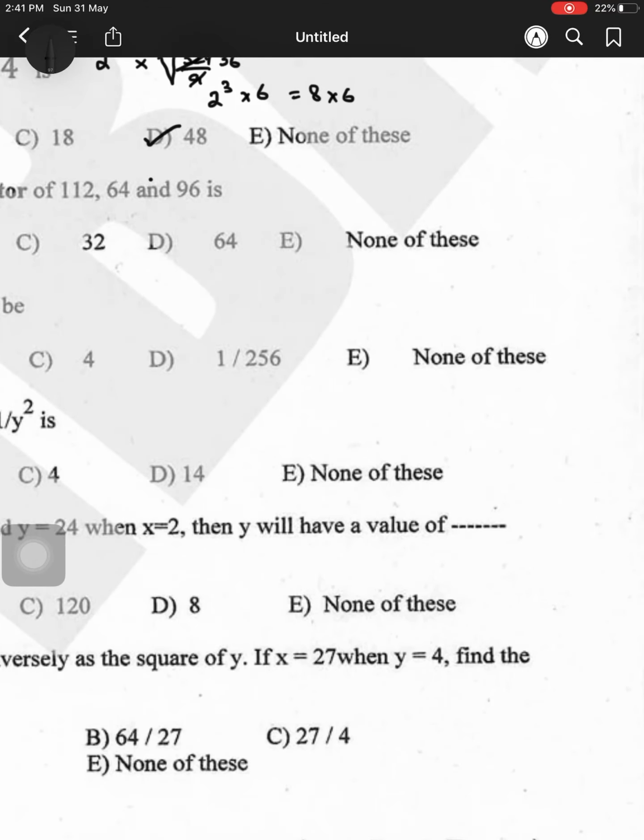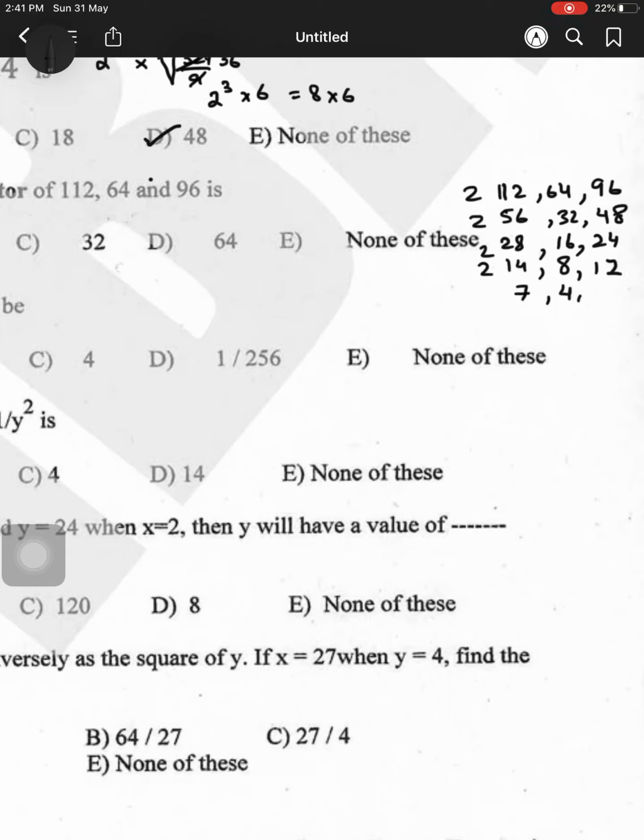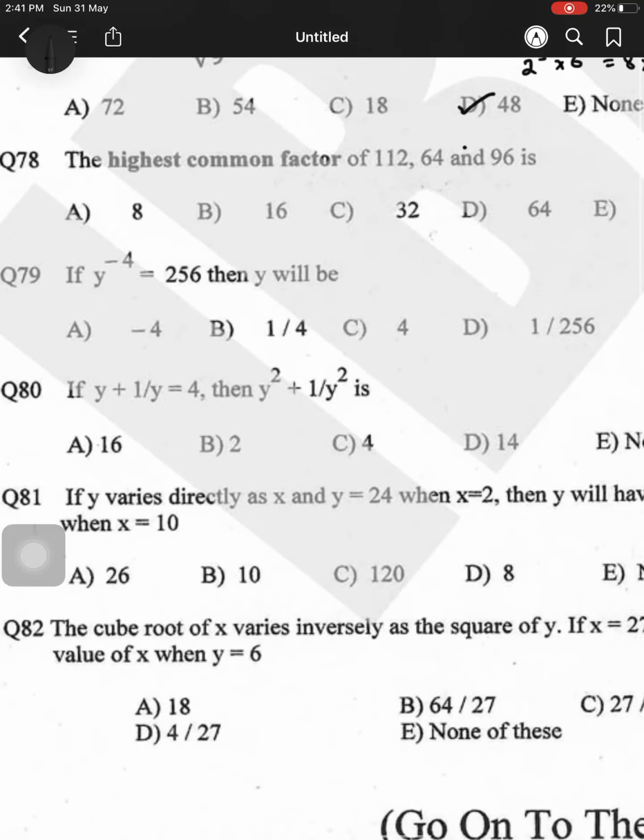In this next question, he's asking about the highest common factor of 112, 64, and 96. Dividing by 2 repeatedly: 2 2s are 4, 4 2s are 8, 8 2s are 16. So it's going to be B.